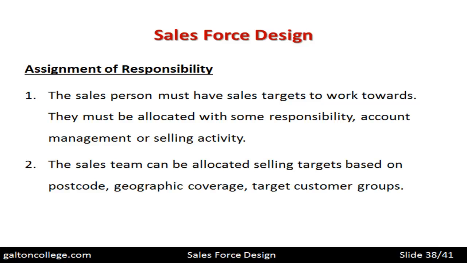The sales team can be allocated selling targets based on postcode, geographic coverage, target customer groups. It depends on the nature of the organization and the type of product. It may be that it's not necessarily a department store. It could be a team selling in a particular area. So they may go by postcode. It may be door-to-door selling, which is becoming less prevalent. It's very expensive and not necessarily that rewarding.